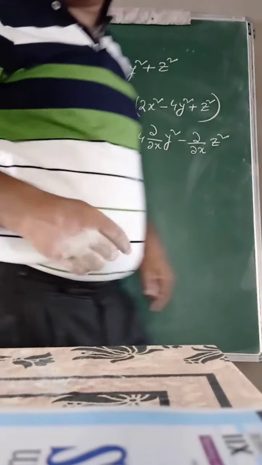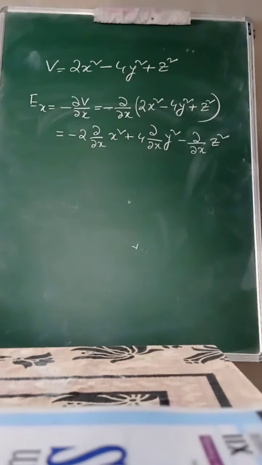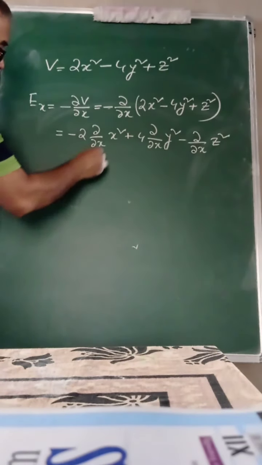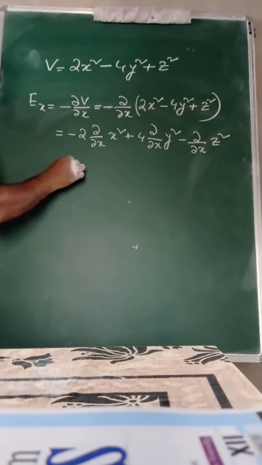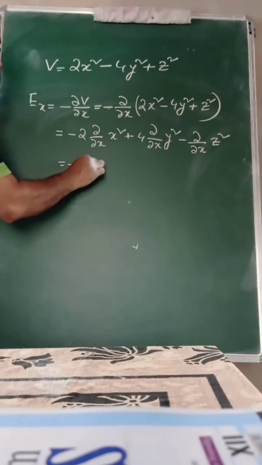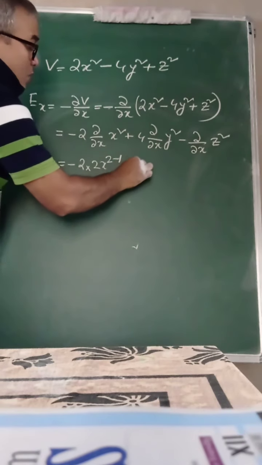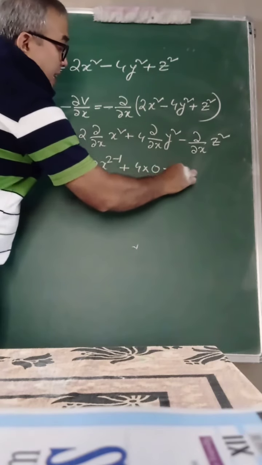Okay, is it clear? So we have to differentiate the entire function with respect to x. If I do this, twice, 2 into x to the power 2 minus 1, plus 4 into 0, minus 0.